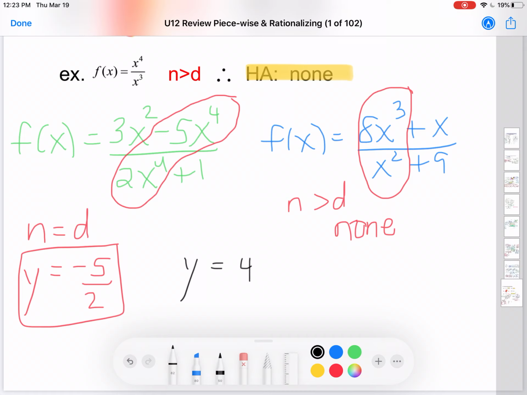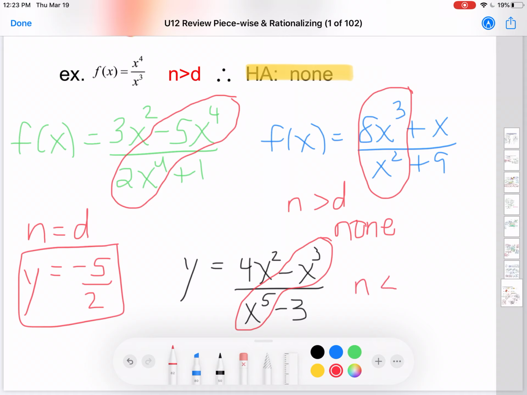Let's do y equals 4x squared minus x cubed over x to the 5th minus 3. Let's compare the highest degree in the numerator with the highest degree in the denominator. In this case, n is less than d. Anytime n is less than d, the equation of the horizontal asymptote is y equals 0.